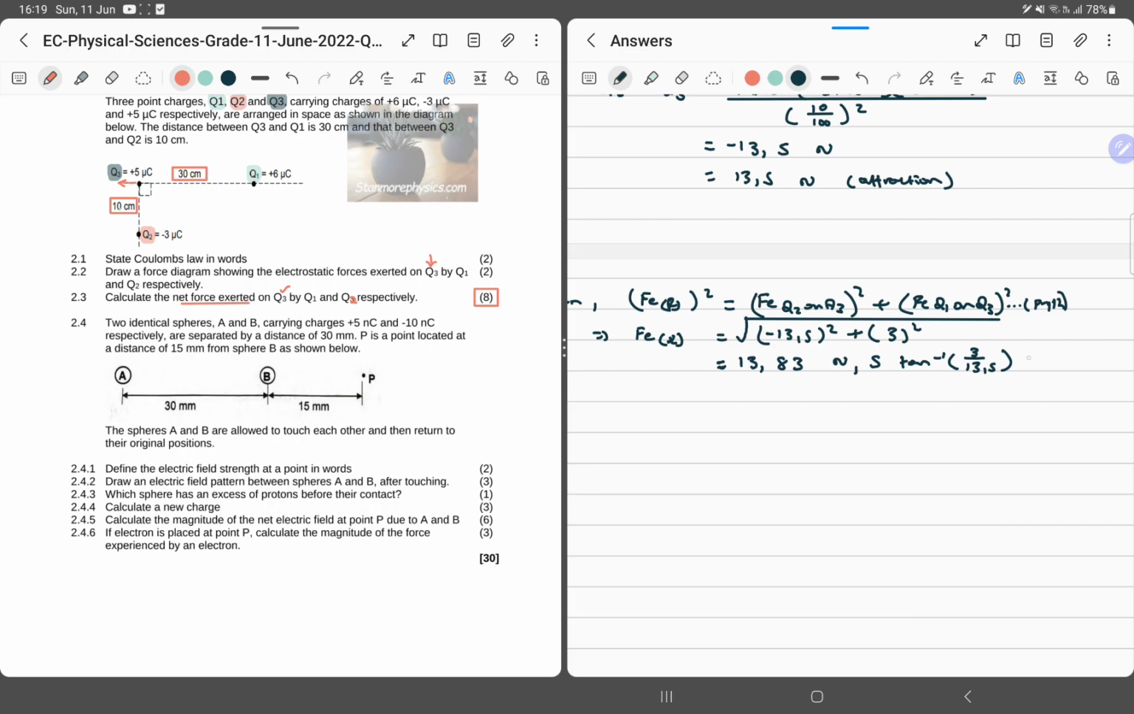Okay, now we're going west. So this is going to be 13,83 newtons. Which direction? South. From the south, we're going to go how many degrees? So we're going to say shift tan of this, 3 over 13,5.